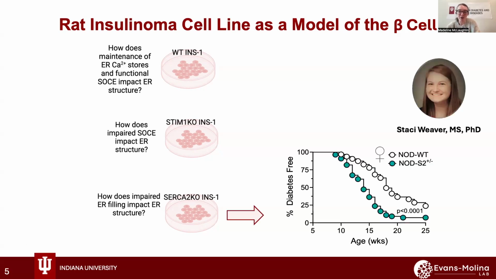Interestingly, our lab has shown that SERCA2 haploinsufficient mice on an NOD background have an accelerated incidence of type 1 diabetes compared to wild-type NOD mice, suggesting the importance of ER calcium signaling in the development of type 1 diabetes.